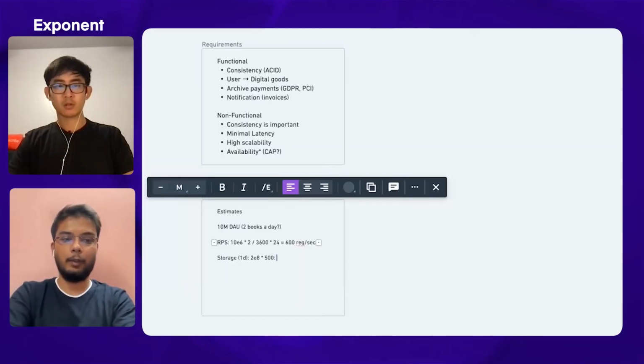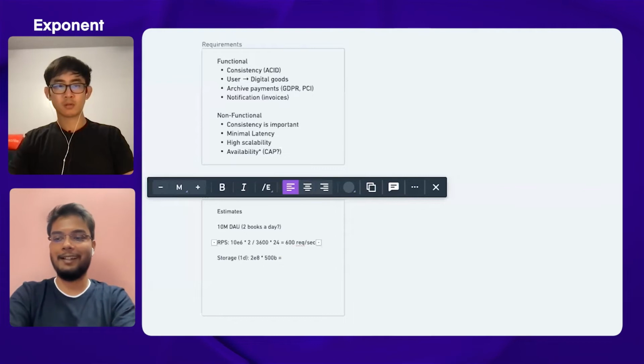Let's go with that. Because we'll just be storing transaction IDs, and we'll look into that in detail when we get back to the data model. But let's assume 500 bytes for just a back of the envelope estimation. So 500 bytes, and this would be our storage for a day.